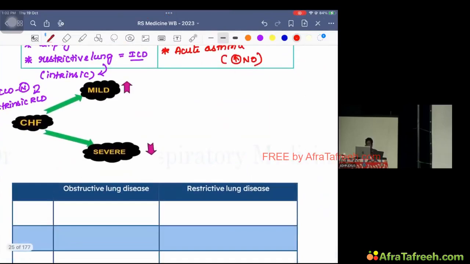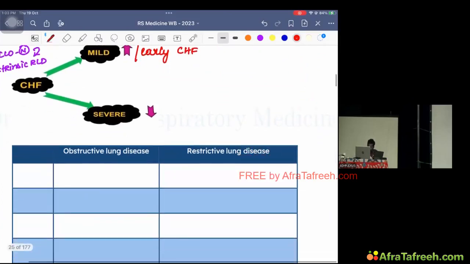Coming to congestive heart failure. Whenever there is congestive heart failure, the heart is going to contract very fast as a compensation method. When the heart contracts very fast, the amount of blood entering the lung increases. What will happen to the DLCO? Increases. So in mild or early congestive heart failure, the DLCO is increased.